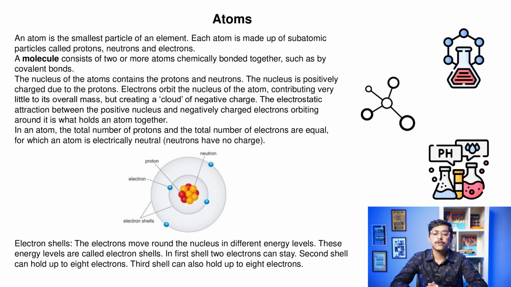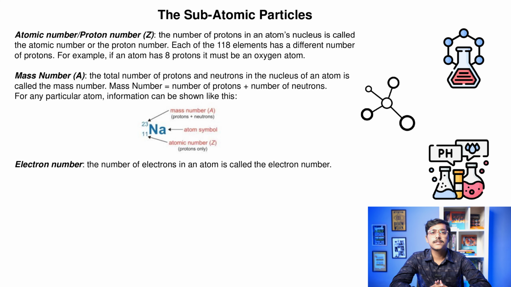The electrons move around the nucleus in different energy levels. These energy levels are called electron shells. In the first electron shell, 2 electrons can stay. The second electron shell can hold up to 8 electrons, while the third electron shell can only hold up to 8 electrons as well. Now, let us explore the subatomic particles of the atom.